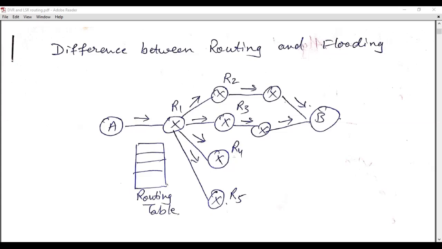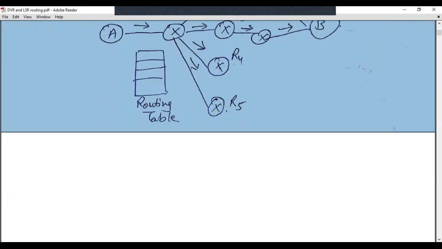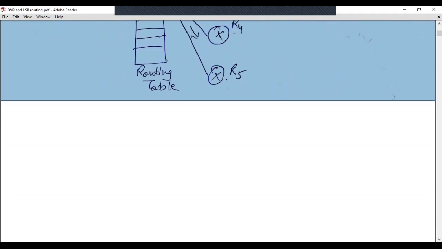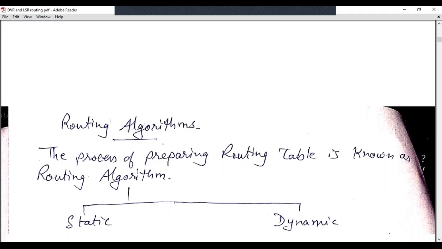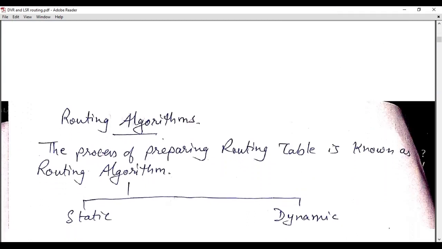So before we go into the routing algorithms, we must understand the actual meaning of a routing algorithm, right? The process of preparing the routing table is known as routing, and the algorithm that is used to prepare the routing table is known as the routing algorithm. There are two types of routing algorithms. One is the static routing algorithm, and the other is the dynamic routing algorithm.